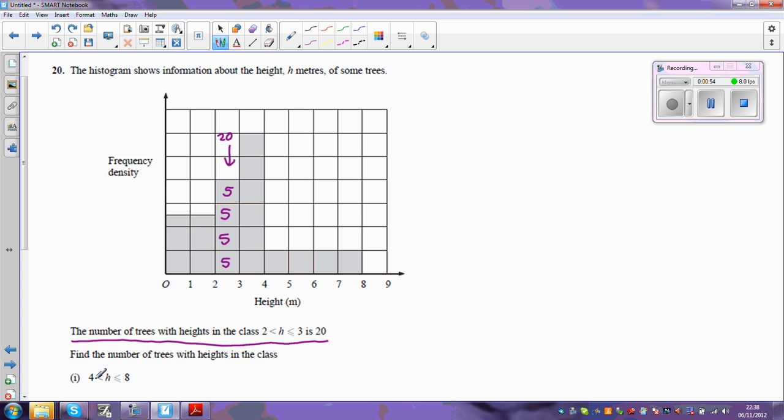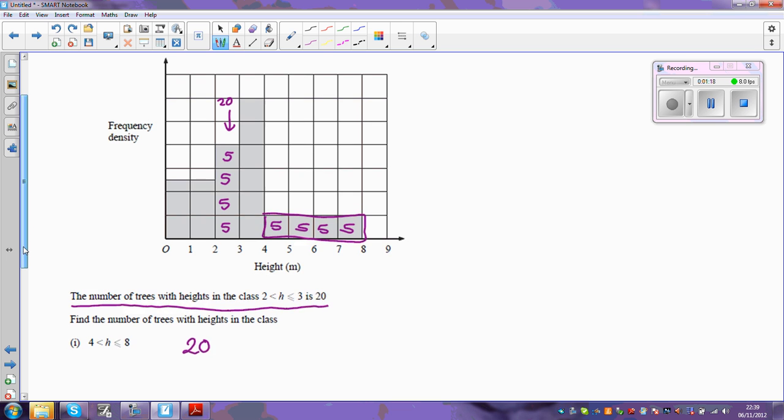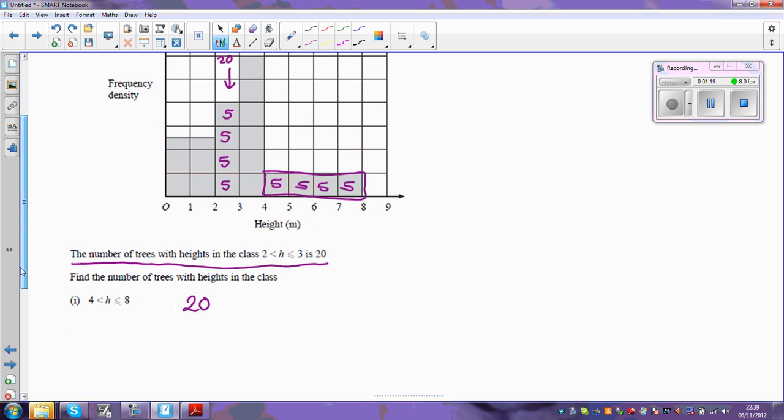So the question now says, how many trees are there which have a height between 4 and 8? Well, if we look at the rectangle from 4 to 8, in fact you can see it's the same area, but each of these squares represents 5 trees, therefore there must be 5 times 4, in other words 20 trees in that group as well. So there are 20 trees which have a height between 4 and 8 meters.